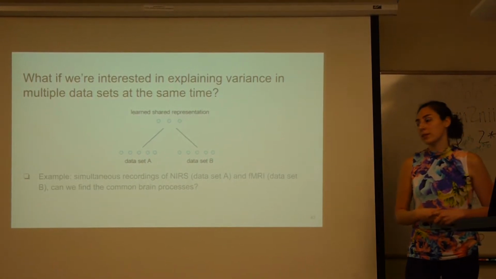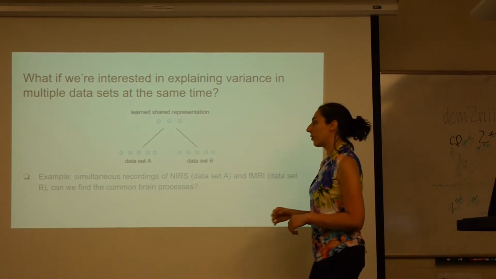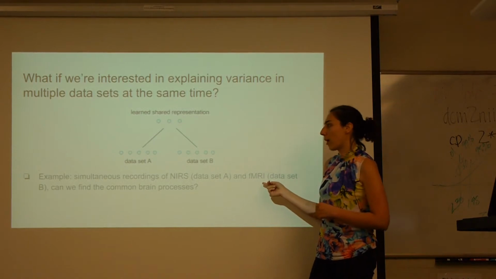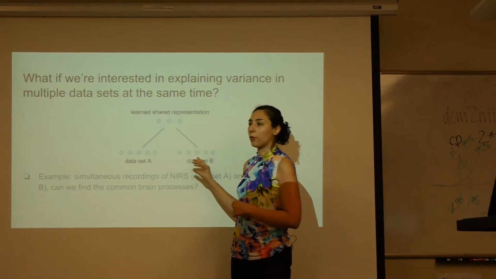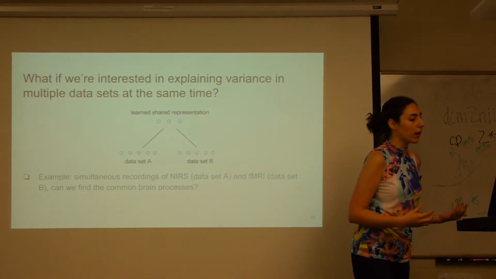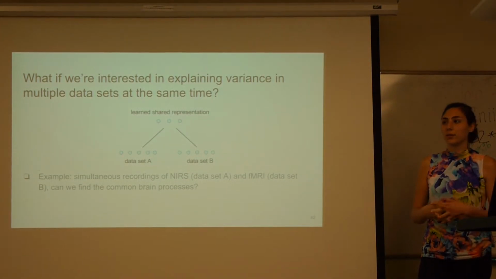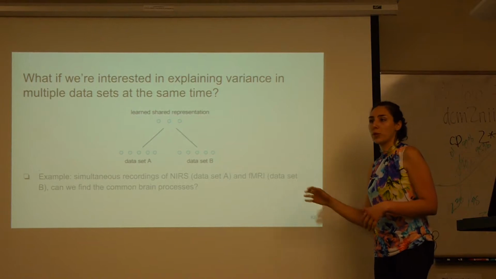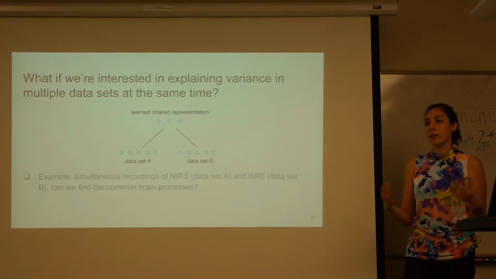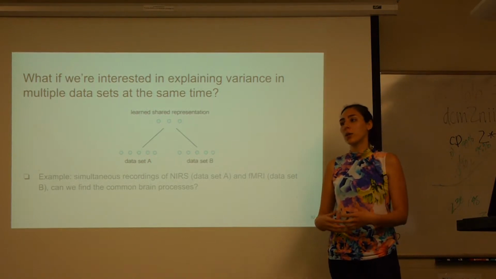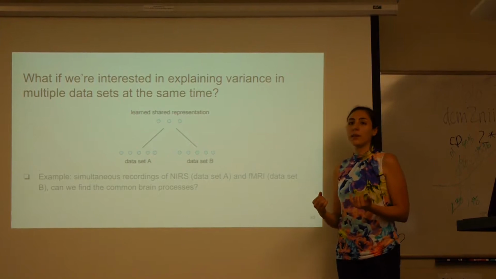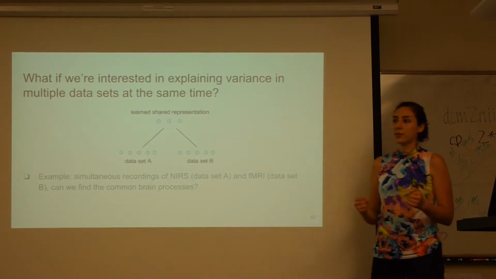An example of this is, let's say we have a simultaneous recording of EEG and fMRI. This is the EEG recording, this is the fMRI recording. And we ask, can we try to find a common brain process between these two? We know that they're simultaneous recordings, so they're recording the same information, but they're representing it in different ways. So can we uncover a common latent representation of both of these?